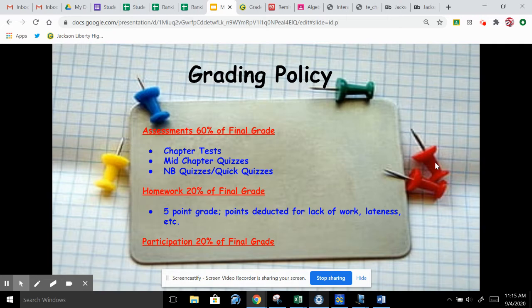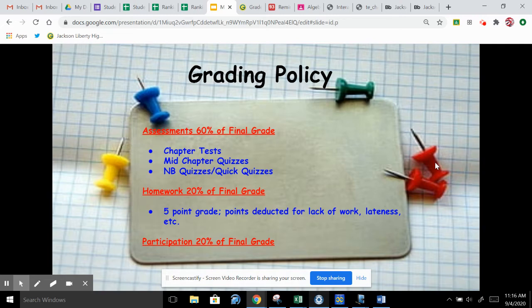Homework is 20% of your final grade. It's a 5-point grade. If for some reason you see a grade that is lower than a 5, a 4, a 3, a 2, or a 1, and you're not sure why, ask. Usually it's for a lack of showing work, or you're late, or obviously it's incomplete. Say I assigned 20 problems and you only did 15 of them. You're not going to get full credit if you don't complete the full assignment. So if you don't receive a 5 out of 5 on a homework assignment and you're unsure why, ask. Maybe I made a mistake, or if I didn't make a mistake, I'll definitely explain it to you.